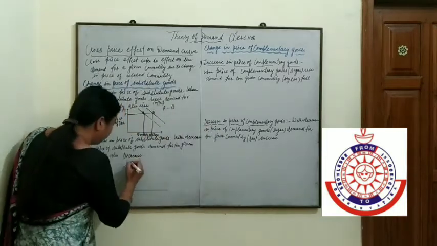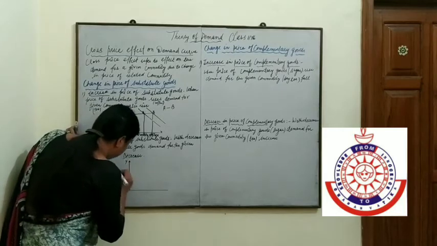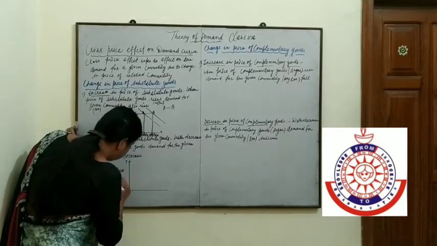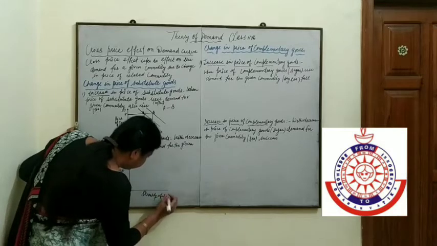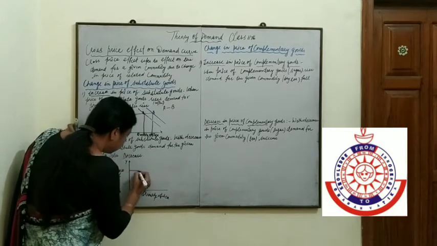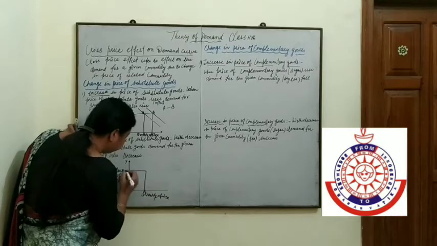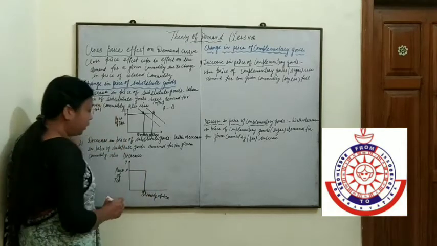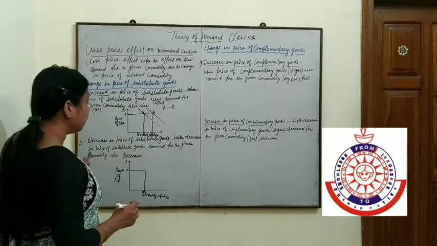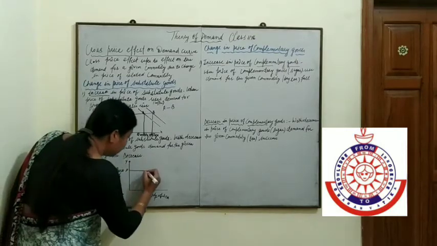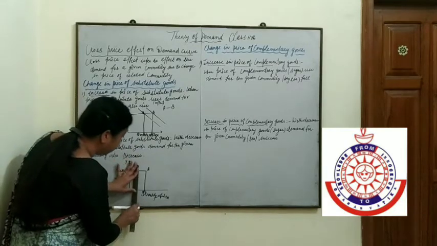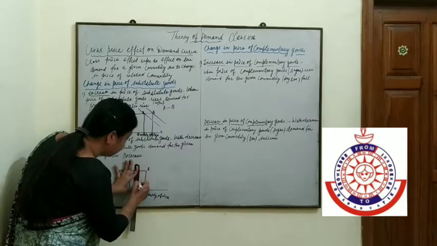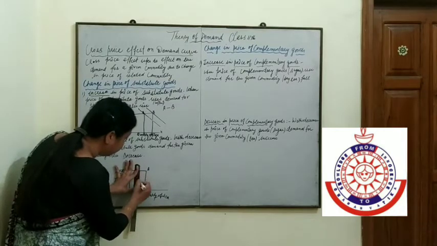Now let us take the price of tea on the OY axis. Our given commodity is tea, and the quantity of tea. At a given price, this is our demand. Now, if the price of substitute goods decreases, this is our initial point. If the price of substitute goods is decreased, then we are demanding less of the given commodity.